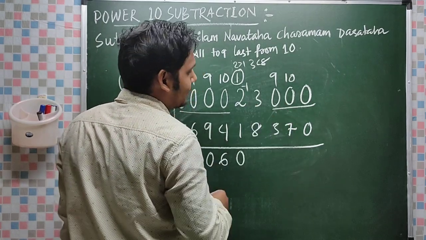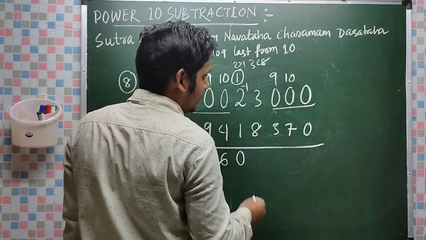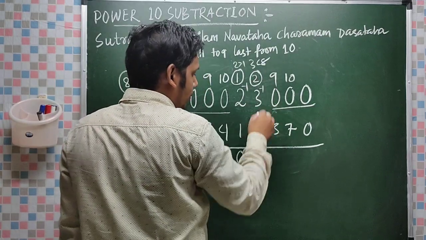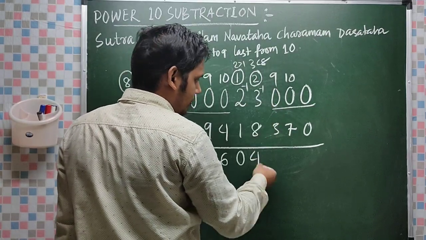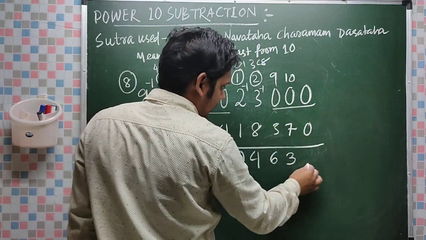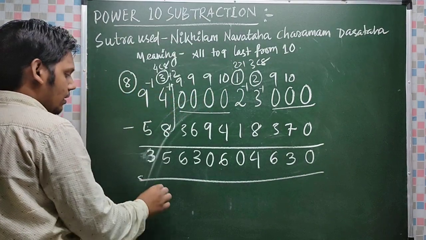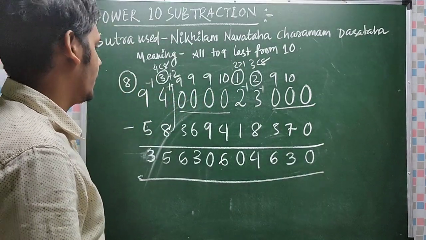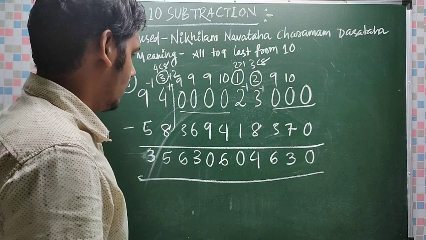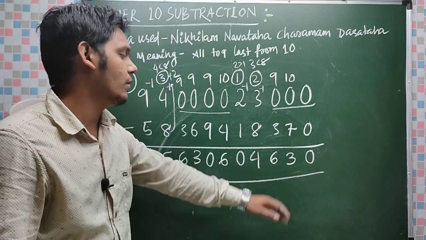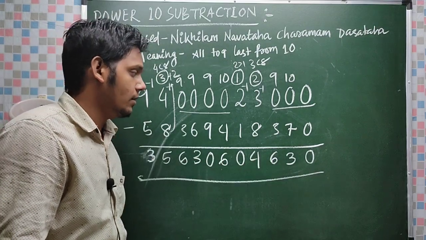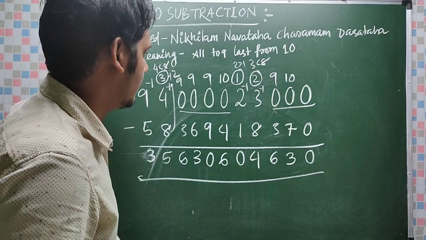0 is less than 3. So 3 minus 1, 2. 8 complement 2 will be added, 2 that is 4, 9 minus 3 that is 6, 10 minus 7 that is 3, and here it is 0. Your answer is 356, 306, 604, 306, 04, 630, 35630, 604, 630. This is your answer.